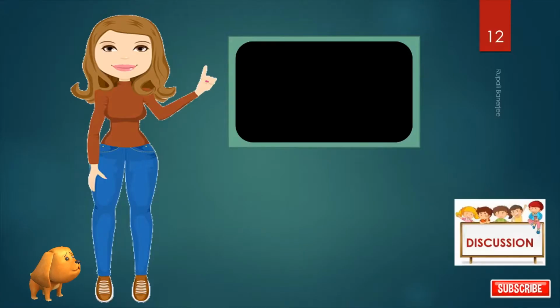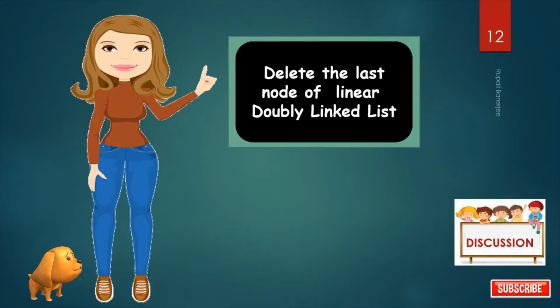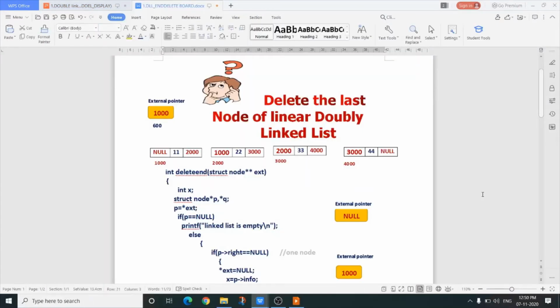Our next operation is delete the last node of linear doubly linked list. See the discussion first. This is one linear doubly linked list. The external pointer holds the address of the first node and I want to delete the last node from this linked list. So function name is deleted. Here I am passing the address of the external pointer or header, that is this 600, and the deleted node's info part should be returned because all infos are integer. So the return type is integer.